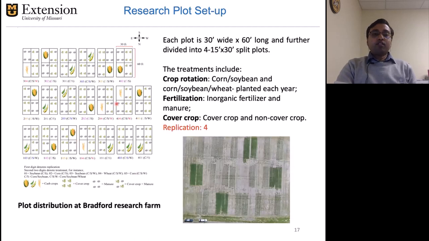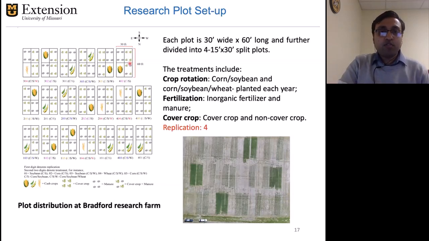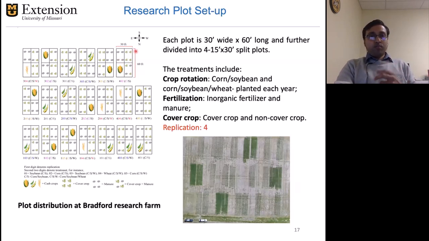So we have a total of 80 plots, and each whole plot is 30 feet wide and 60 feet long, and then we split it into four. That means we have four plots, each 15 feet wide and 30 feet in length. This is one small plot, this is another, this is another, this is another, and these four split plots make a whole plot. And we can see we have different types of cash crops like wheat, corn, and soybean. And we have a total of three treatments here: crop rotation, fertilization, and cover crop. And we have four applications of each treatment. And you can see this is the drone shot of our field experiment at our university farm.